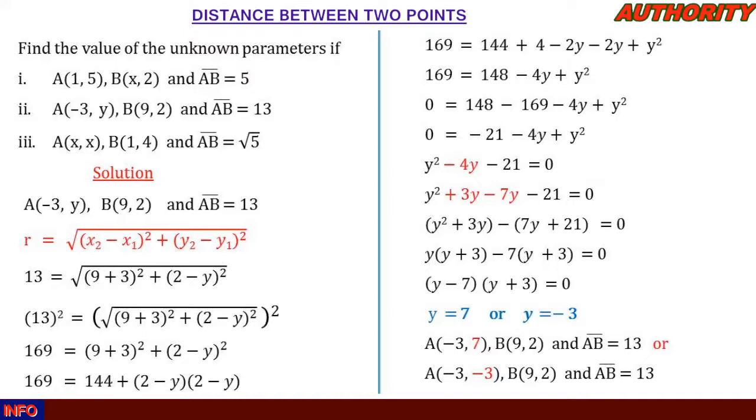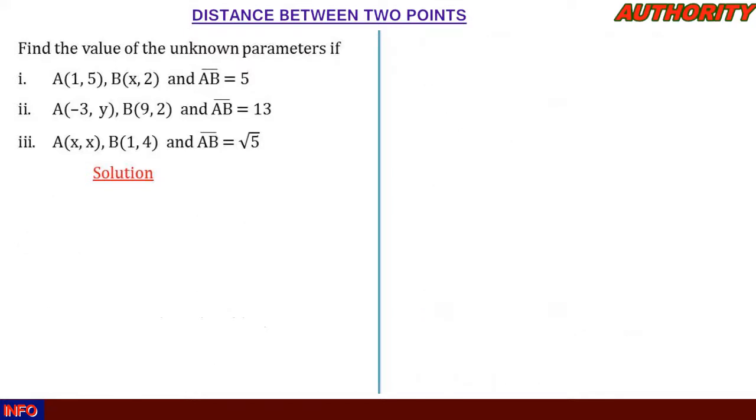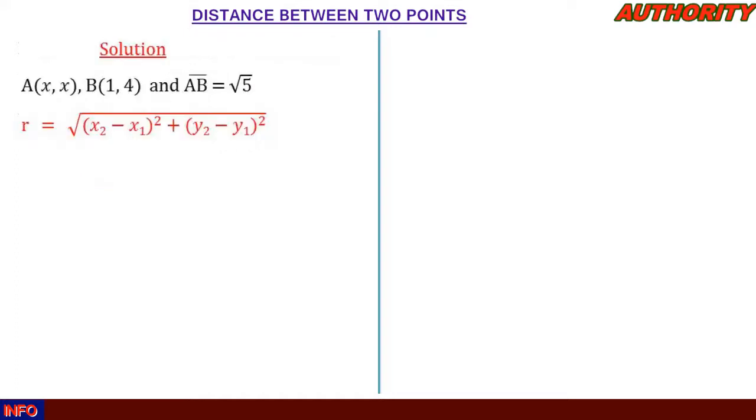All right, yes. Now let's take the last one, which says the point A (x, x) and the point B (1, 4), and the distance between AB is equal to square root of 5. Here we already know our distance formula to be r is equal to square root of (x2 minus x1) plus (y2 minus y1) in bracket squared. All right, yes, let's go.